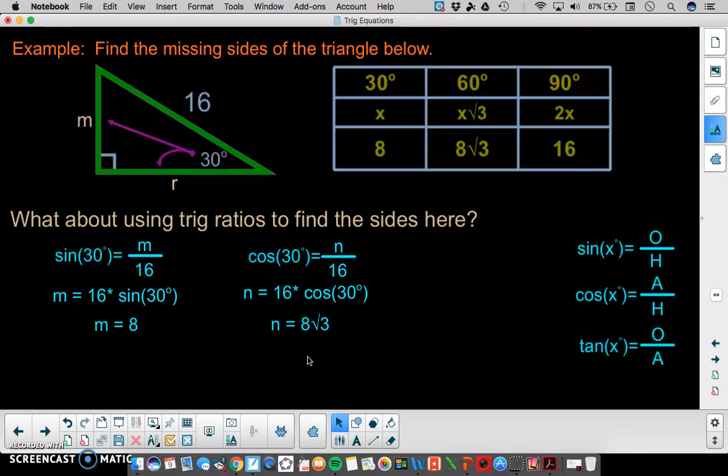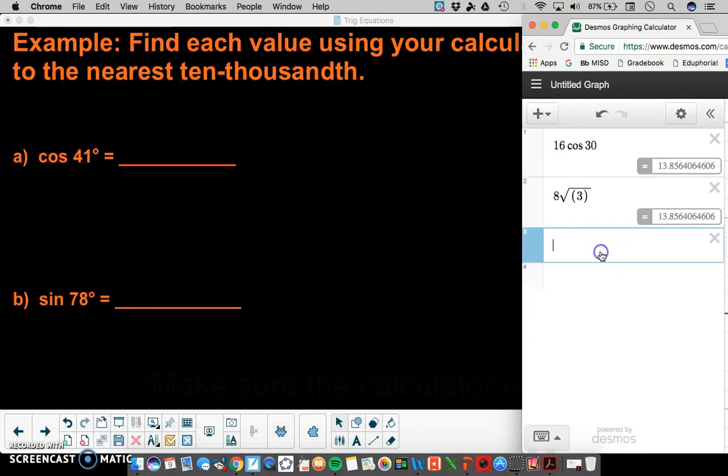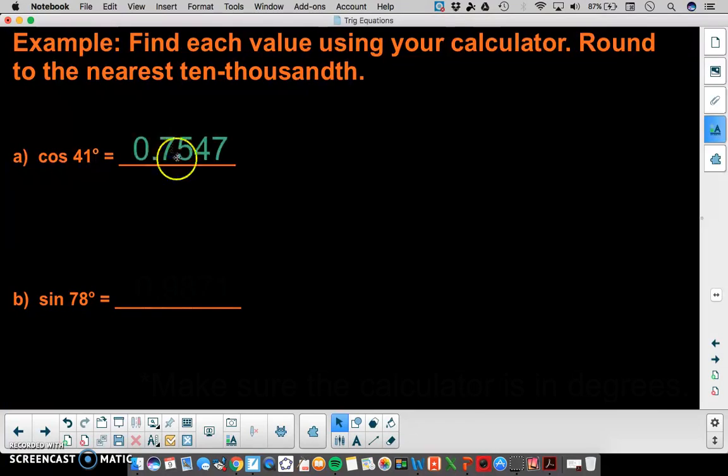Now, a lot of times using sine, cosine, or tangent, we won't be able to get that radical format. So we need to know how to put these in the calculator. So we are going to find each value of the trig function in our calculator. So I'm going to put in cos of 41, and I get 0.7547. I'm going to round to the nearest 10,000th. That is the 4th decimal place. So that is that function.